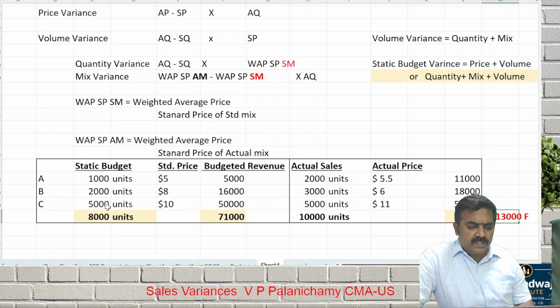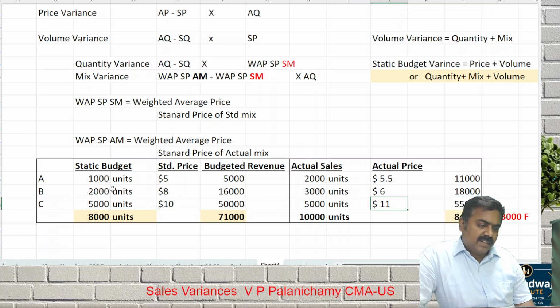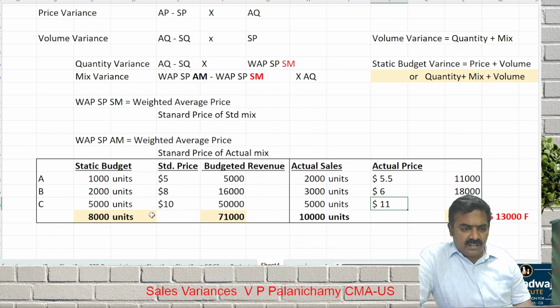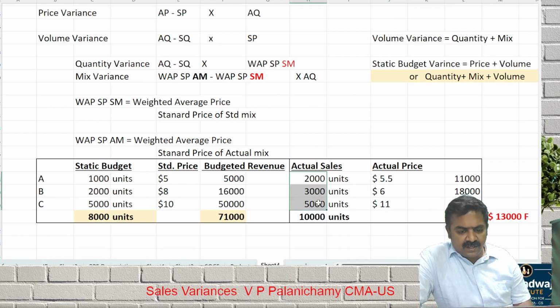You can find the volume is different, right? 8,000 units, 10,000 units. Volume is different, and the mix is different. 1:2:5, but the actual mix is 2:3:5. Standard price is different, actual price is different. So by looking at the problem itself, we can identify there is a price variance. For product A it is favorable, for product B it is negative, we sold for a lesser price, and for product C it is favorable. Number two, there is obviously a quantity variance. And obviously there is a mix variance also. Standard mix is different, actual mix is different.